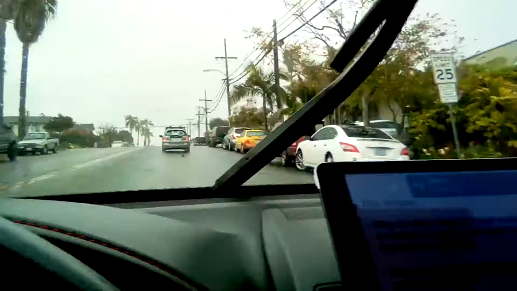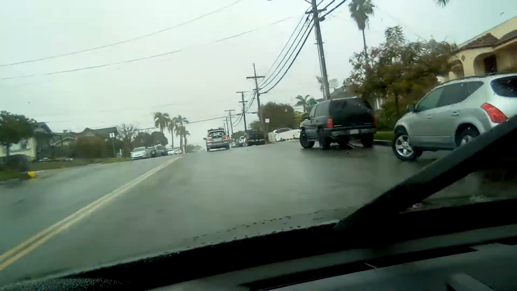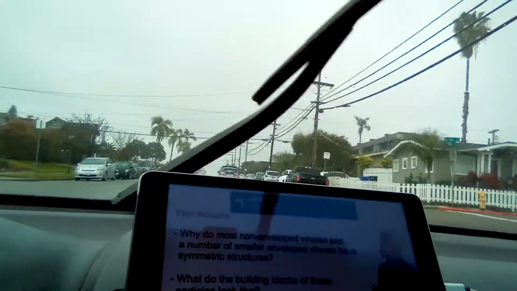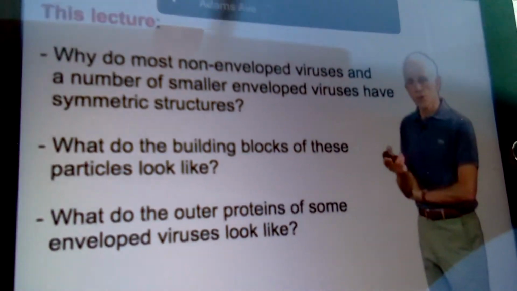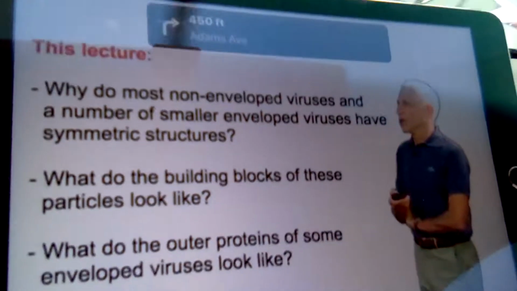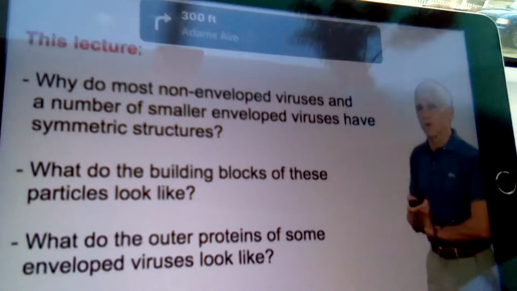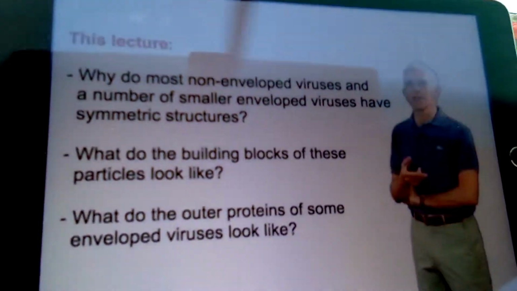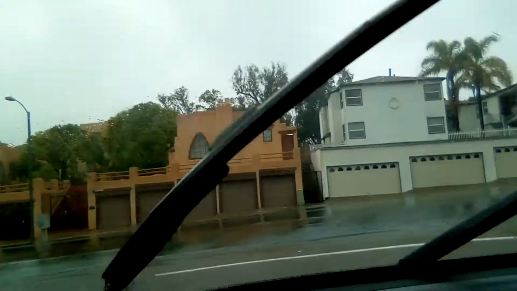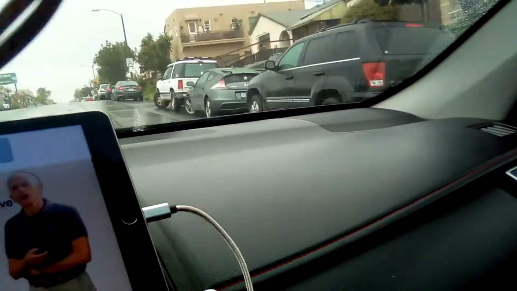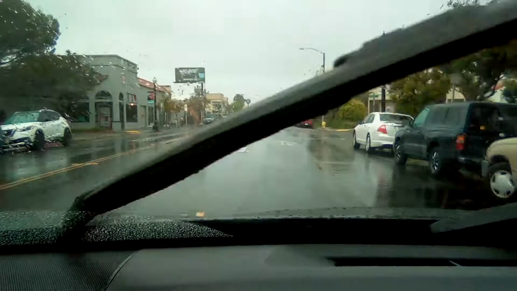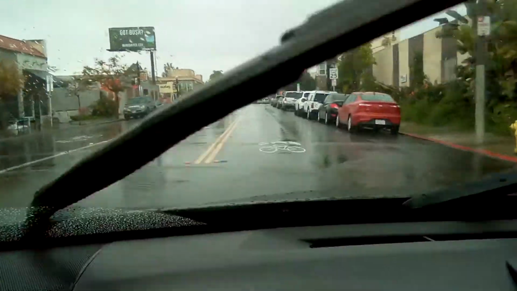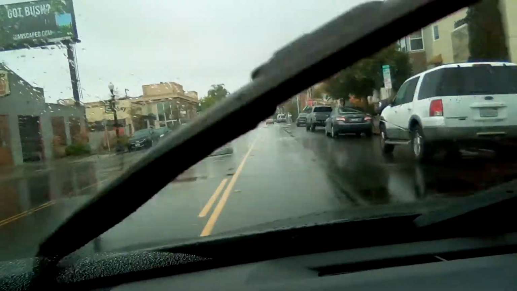So bear in mind during this lecture the following 3 questions. We'll talk about more than just these 3, but the main point of the lecture will be to try to introduce you to the following issues. First, why most non-enveloped viruses and a number of smaller enveloped viruses have highly symmetric structures. Second, what do the building blocks of these particles look like? Turns out that the same kinds of building blocks have been used over and over again in the evolution of different viruses, even viruses with very different replication strategies. And finally, what do the outer proteins of some enveloped viruses look like?